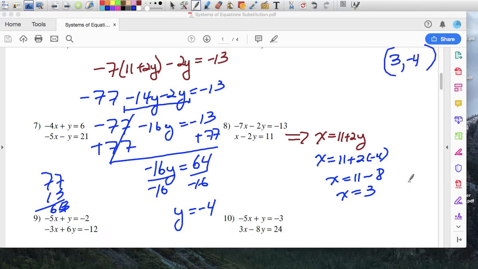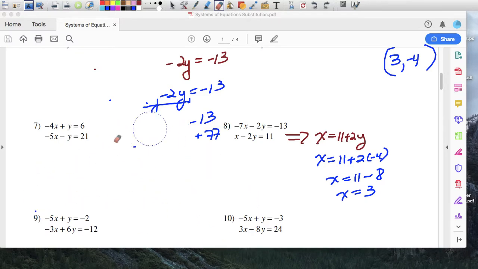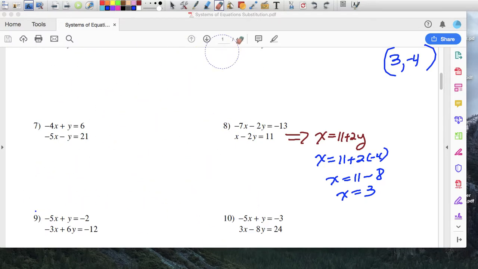Erase, erase, erase. And I check on both equations. I take the first equation, which is negative 7, this one right here. Wherever I see the x, I change it with 3. Wherever I see the y, I change it with negative 4. And so I get negative 7 times 3 minus 2 times negative 4. And that should give me negative 13. Let's see if that's true.